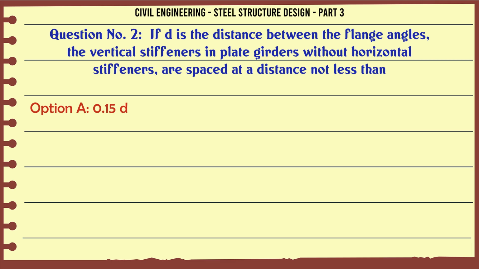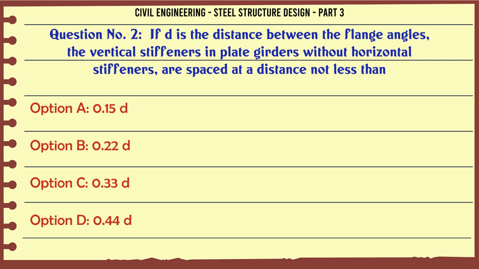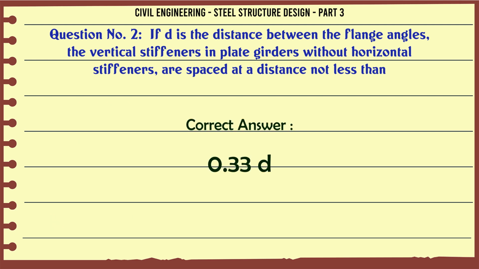If D is the distance between the flange angles, the vertical stiffeners in plate girders without horizontal stiffeners are spaced at a distance not less than: A, 0.15 D; B, 0.22 D; C, 0.33 D; D, 0.44 D. The correct answer is 0.33 D.